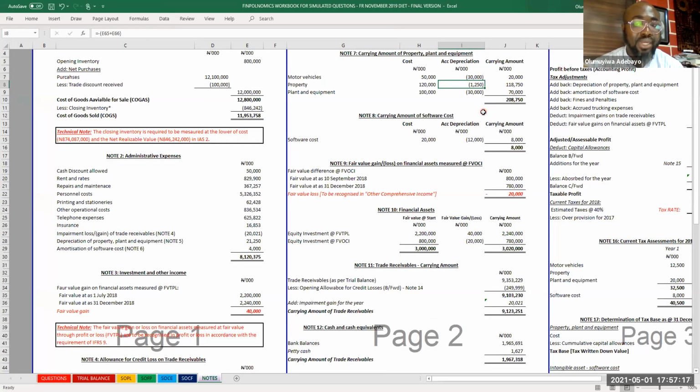And the same thing you did for property. Property had no opening balance. And the same thing you did for plant and equipment. And your software cost. Any question on that? Which means we have dealt with note two. That is note two.